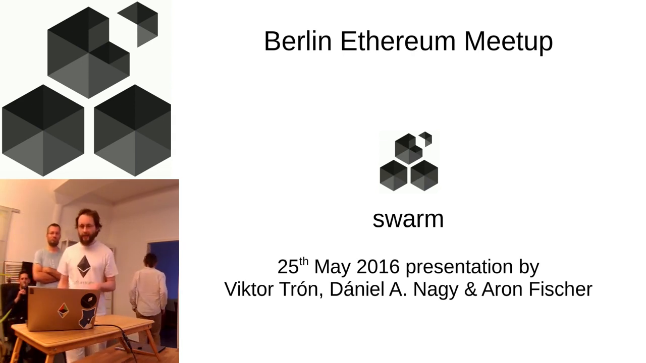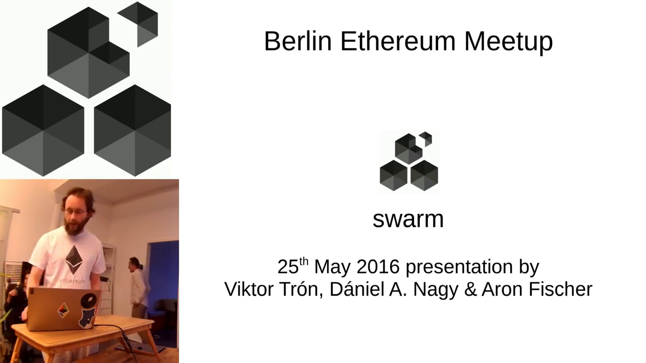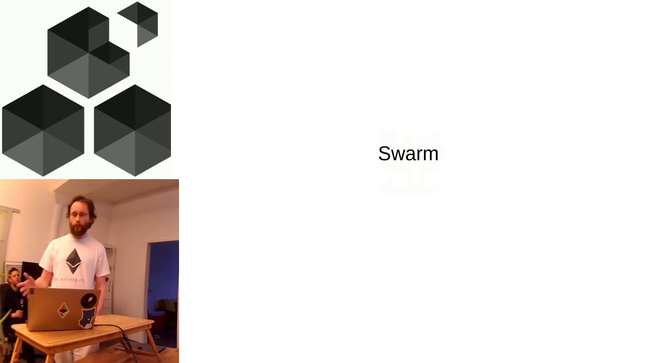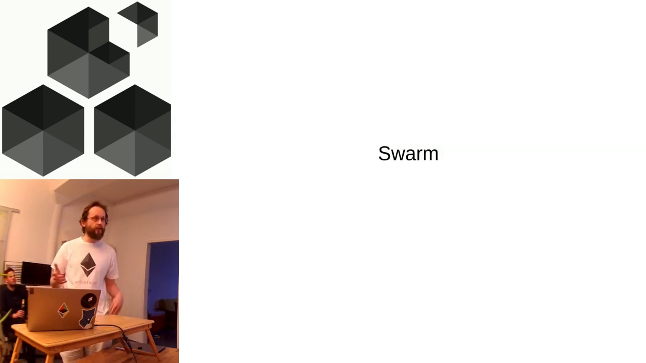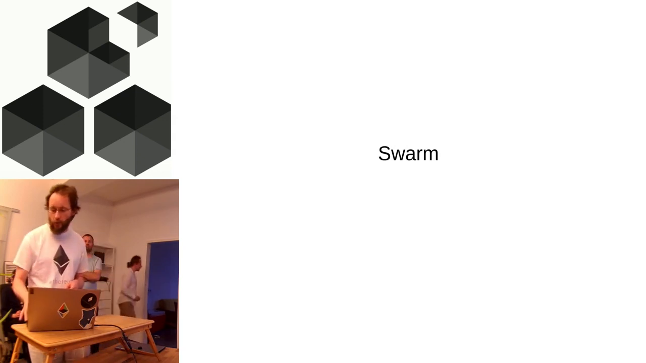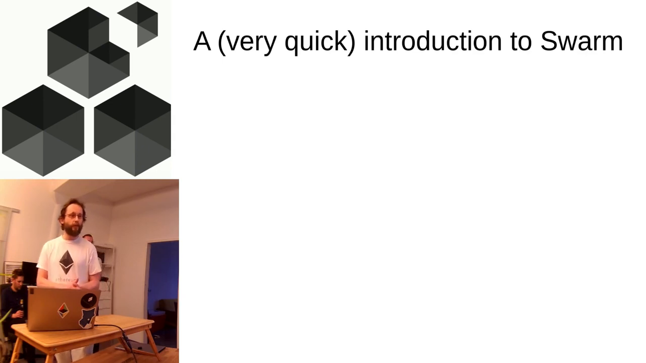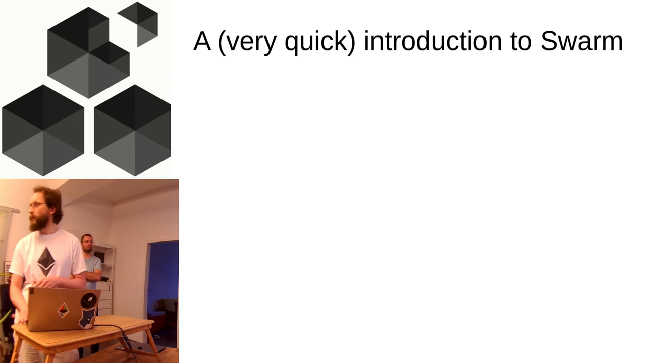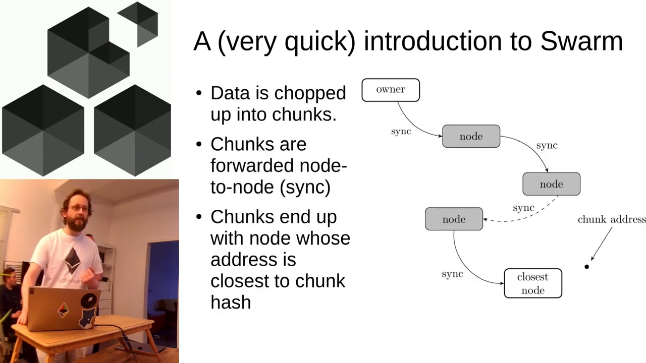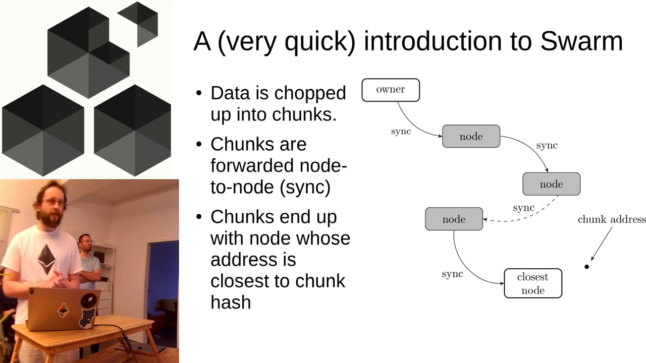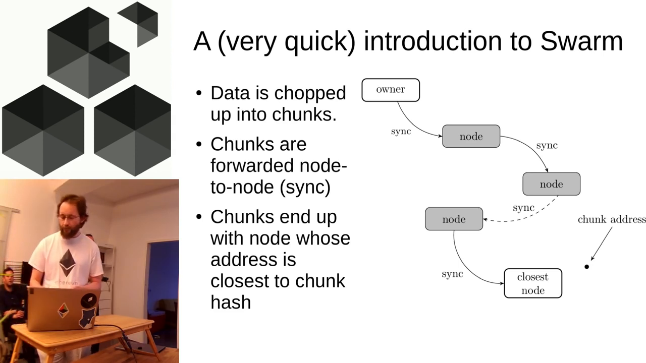Hello everyone. It's good to be here in Berlin. So we're talking about Swarm, which, as Victor said, is sort of the storage and file distribution layer. And I don't want to go into how it works too much because this was the topic of the talk at DevCon, for example. But just a very quick overview so we're all on the same page. Two things you need to be able to do: get data in, get data out. So to get data into the Swarm, how does this work?